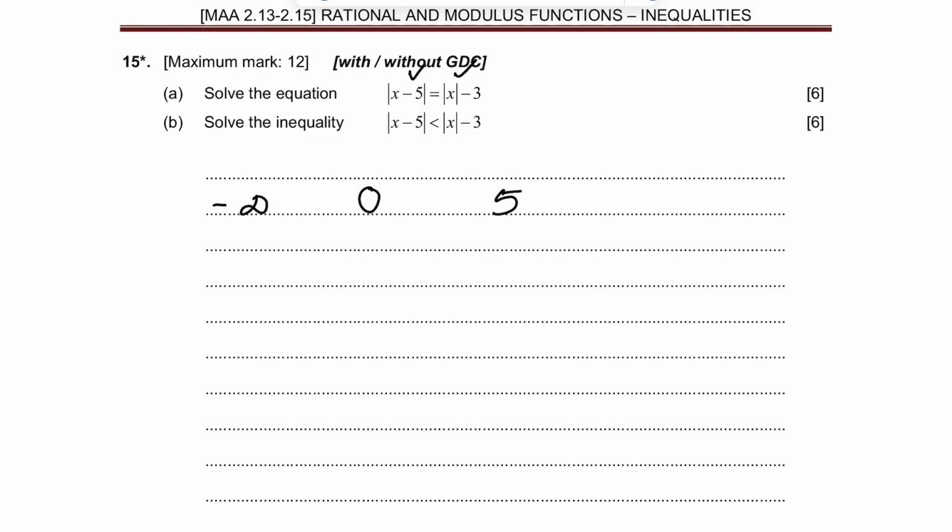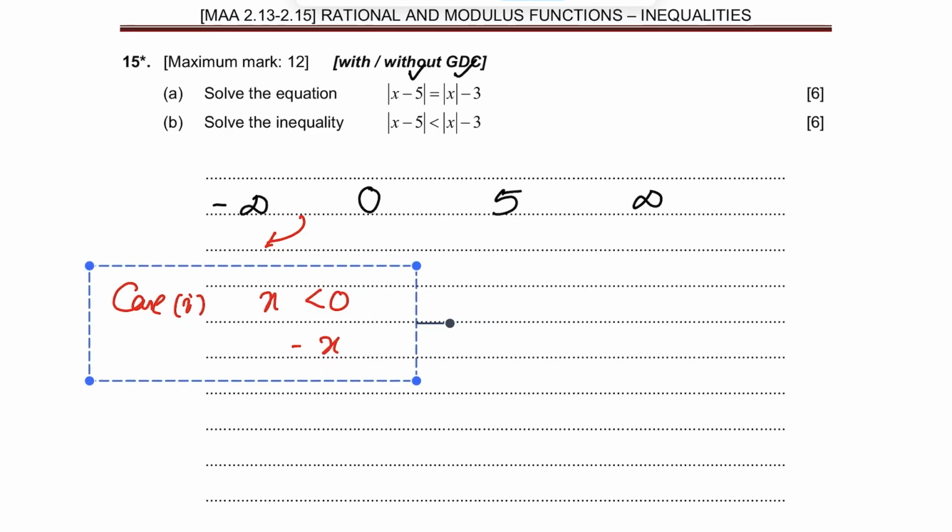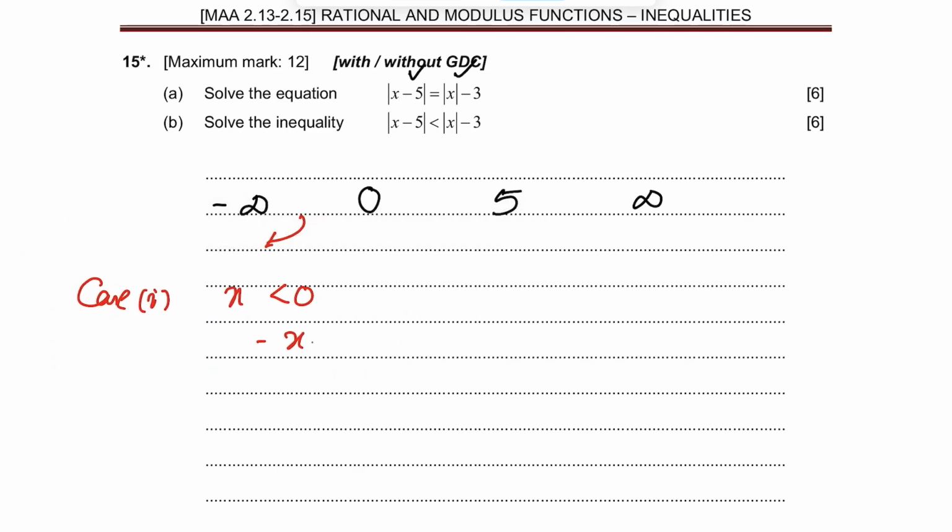So I'm going to take negative infinity and positive infinity. I'm going to take three cases. So case 1, if at all x is less than 0, then x minus 5 will become a negative number. So it becomes negative x. Then I move it over here so that it is easy to write. Negative x plus 5 equals negative x minus 3. So we get 5 equals negative 3, which is not possible.